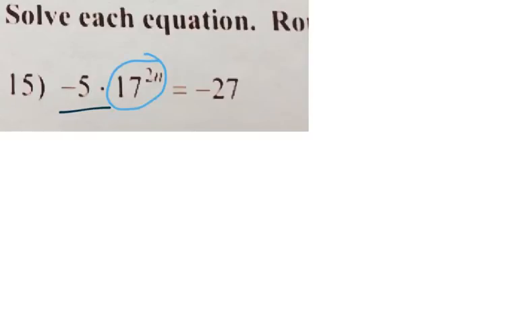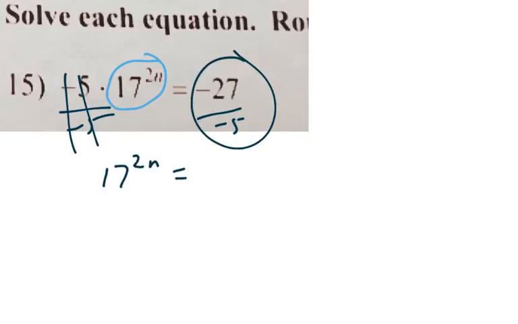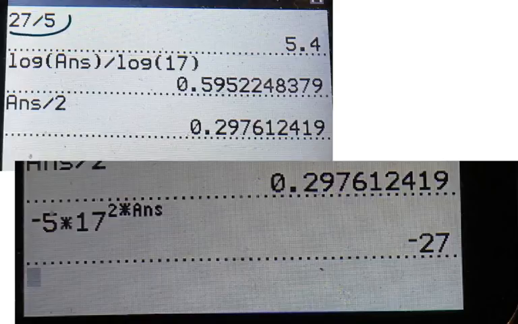So what I'm going to do is divide both sides by -5 to start out with. So I'm left with 17 to the 2n power equal to whatever that is. I'm going to take my calculator and I'm going to divide 27 by 5. Negative divided by negative is positive, right? And I'm going to get 5.4.